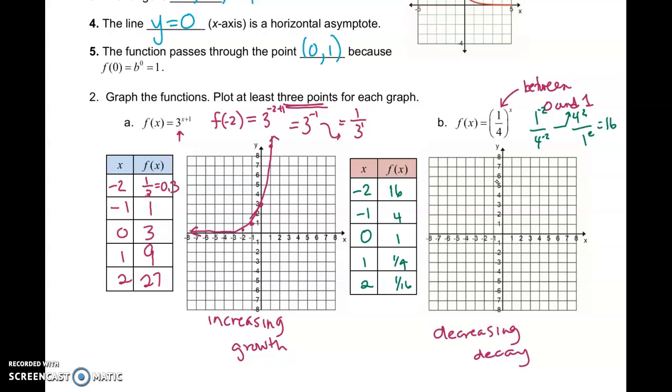And you would do the same thing for each one. So 16 is off my graph, but (-1, 4) is not. And then I've got (0, 1), (1, 1/4), and (2, 1/16). So you see I start to get this look, this exponential decay. And there's a horizontal asymptote at y = 0, so you won't see this line go past there.